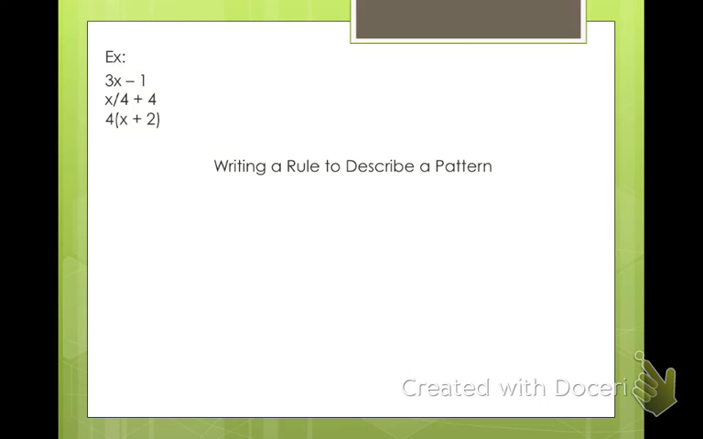So again, here, what we're going to do is write out sentences from phrases. It's as easy as just saying it. So I have 3 times x minus 1. The second one would be x divided by 4 plus 4, or something like that. And then the last one's the only tricky one. Again, we have to make sure that it's 4 times, comma, the sum of x and 2. Or you could say the product of 4 and the sum of x plus 2, or something like that.